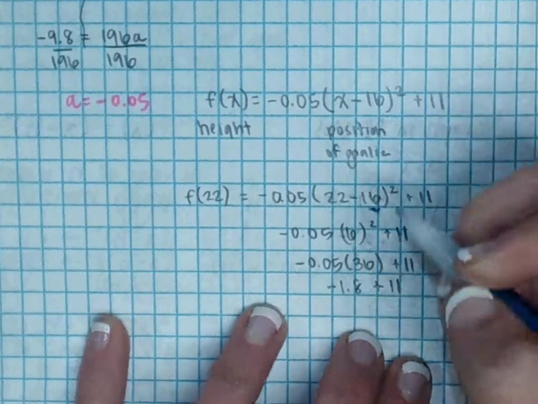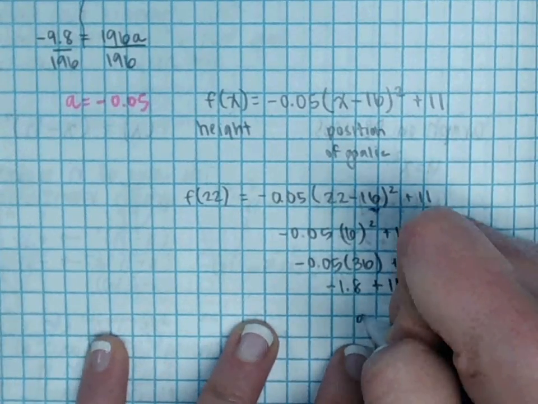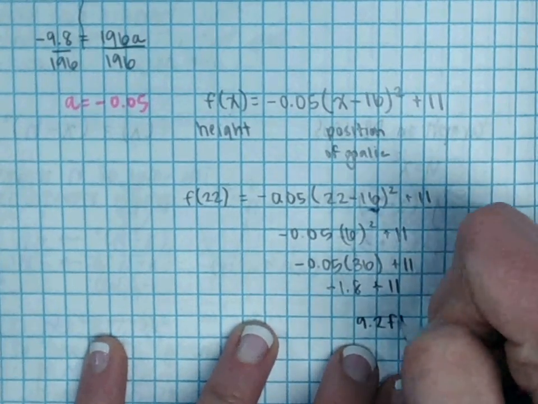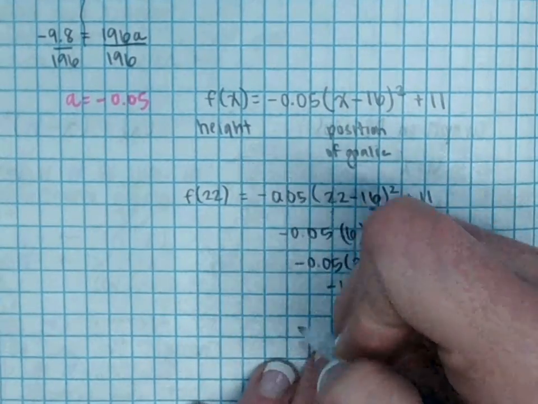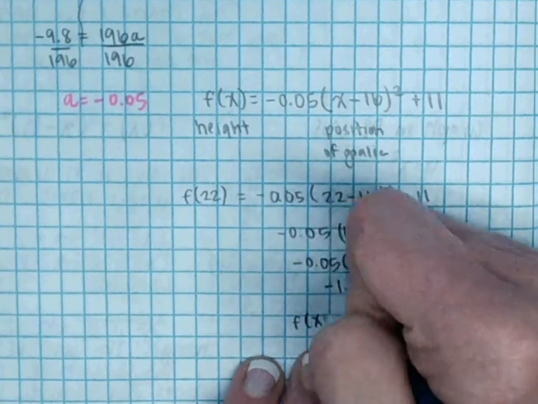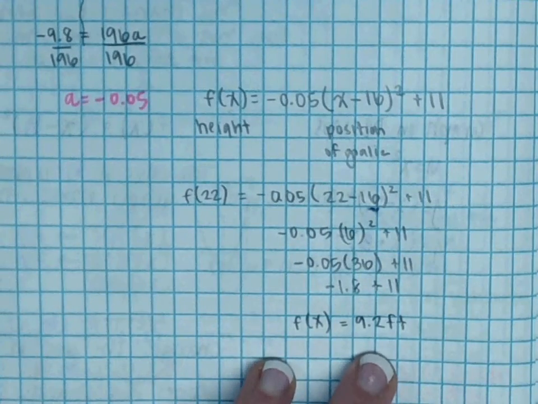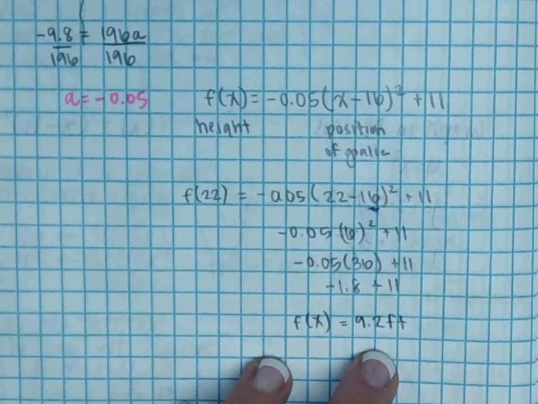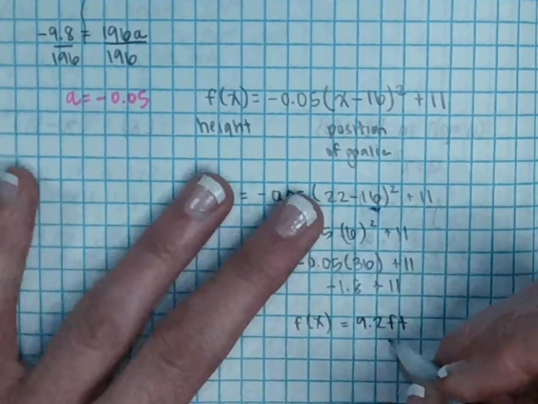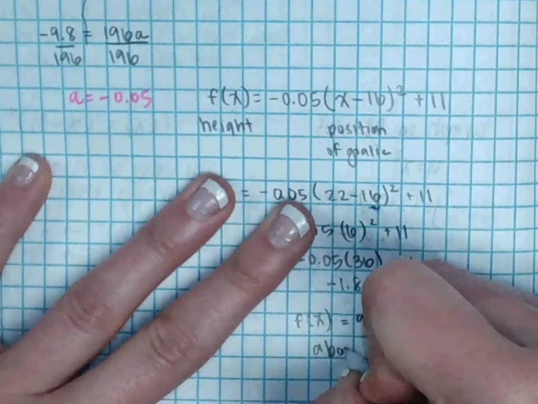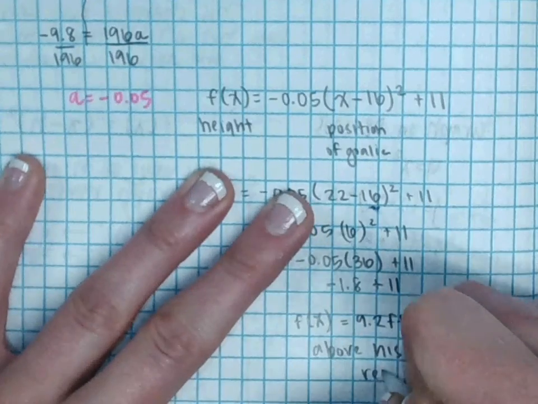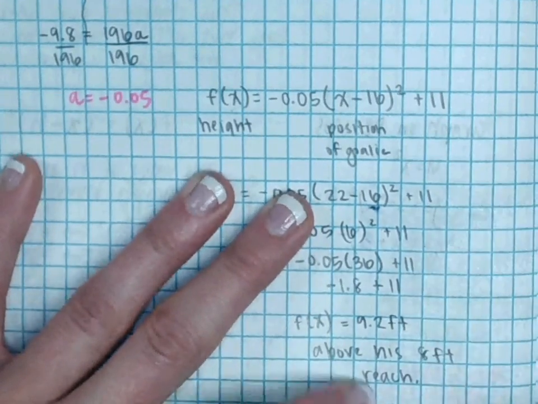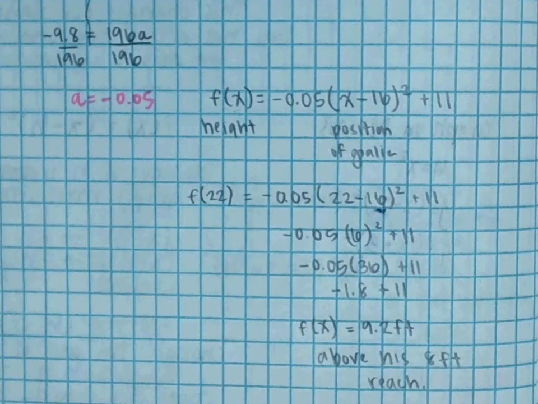Add that to 11, and I get that at that point, the ball is 9.2 feet. And the problem told us that when he stands with his hands reached above his head, he is 8 feet tall. So this is above his 8-foot reach.